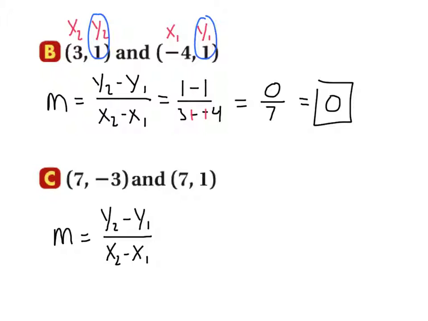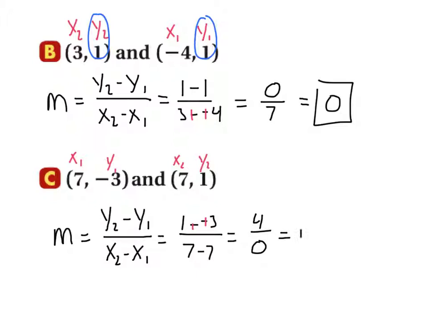In part C, again, deciding which point is your first, which point's your second. So x1, y1, x2, y2, and we have 1 minus negative 3 over 7 minus 7. So 1 minus negative 3 is 4, and 7 minus 7 is 0. So what's my answer? 4. Do you remember? No, 0. Do you remember? This is undefined. Because it has a rise but no run. 0 is under 4, it's undefined. Because 0 is in the denominator. You cannot ever, ever, ever divide by 0.